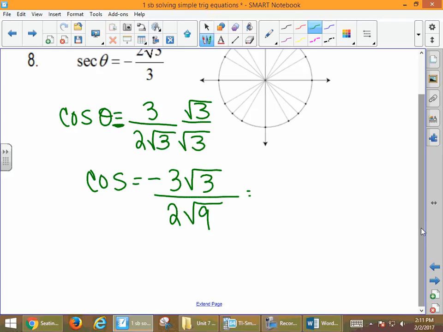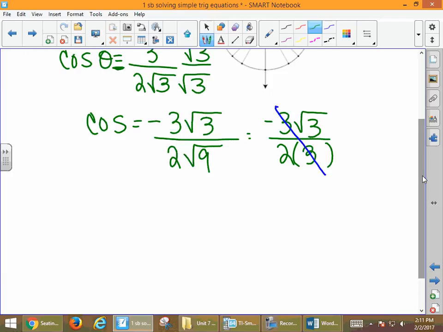If we simplify this a little bit, we have negative 3 radical 3 over 2 times the square root of 9, which is 3. And if you need to, 2 times 3 is 6. But notice 3 divided by 3 is 1. So really, what happens here is we are left with cosine of theta equals negative the square root of 3 over 2.